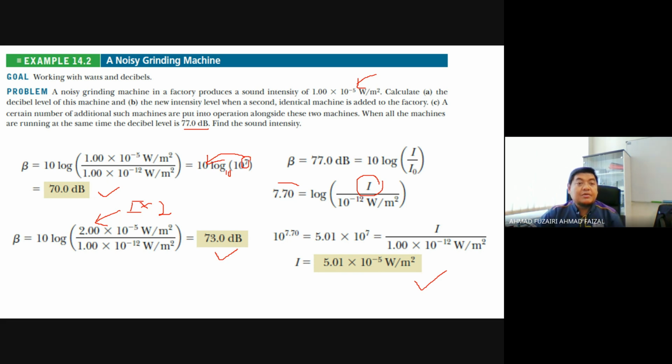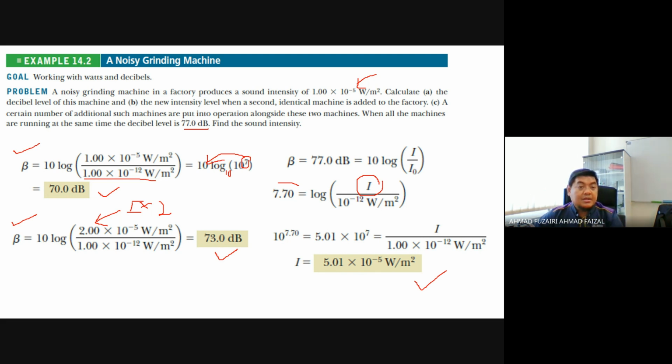How do we calculate intensity level? We use the intensity level equation, which is beta equals 10 log of I over I naught, where I is the intensity that you want to find, and I naught is the threshold of hearing. And of course, the threshold of hearing is always 1 times 10 power of negative 12 watt per meter square. So from that we can find the intensity level, like in these examples. In part A we have a single machine, and in part B we have a double machine.